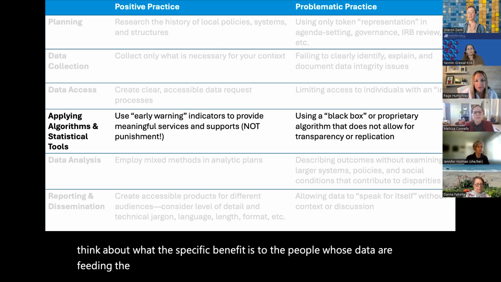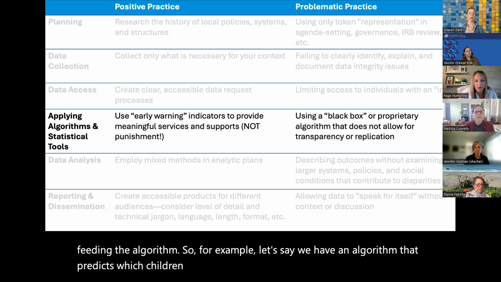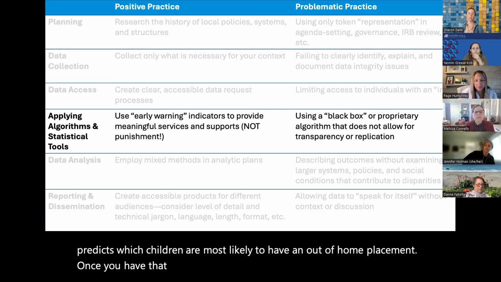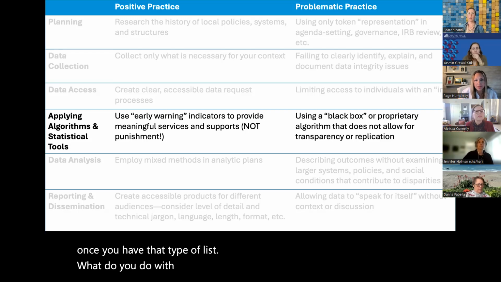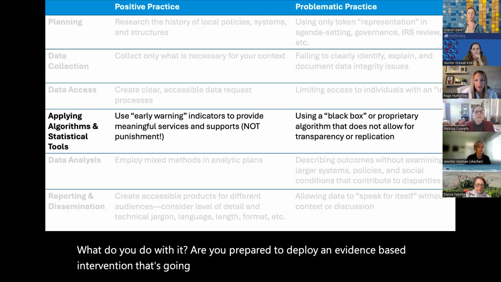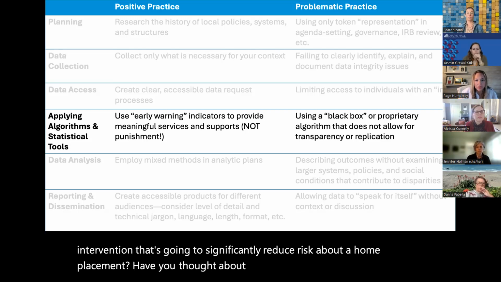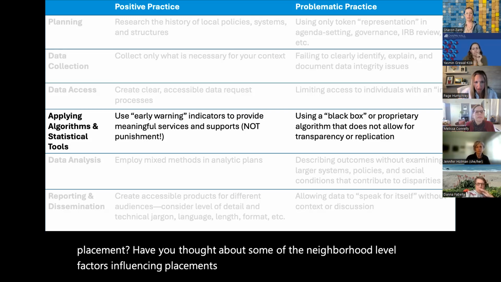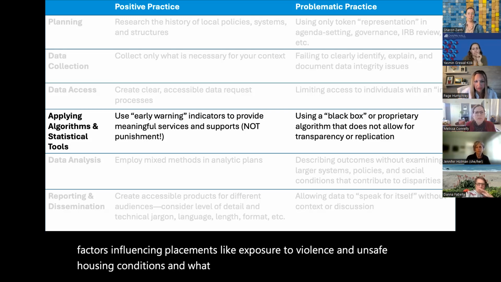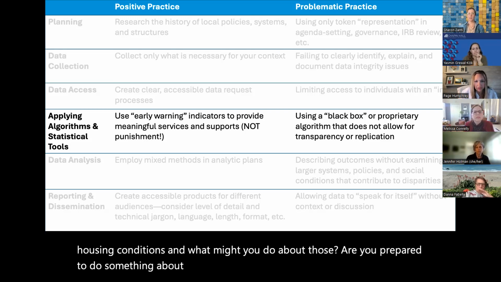So for example, let's say we have an algorithm that predicts which children are most likely to have an out-of-home placement. Once you have that type of list, what do you do with it? Are you prepared to deploy an evidence-based intervention that's going to significantly reduce risk of out-of-home placement? Have you thought about some of the neighborhood level factors influencing placements, like exposure to violence and unsafe housing conditions? And what might you do about those? Are you prepared to do something about those?